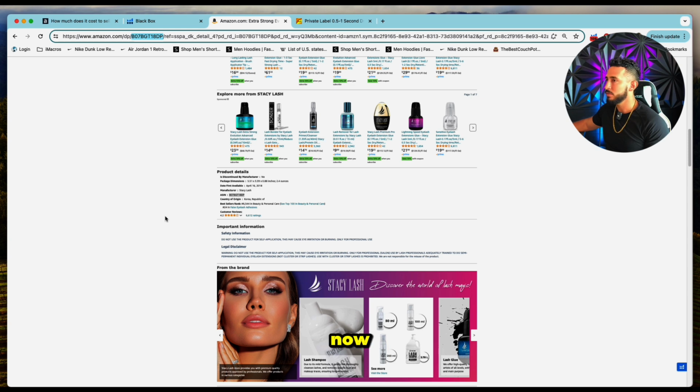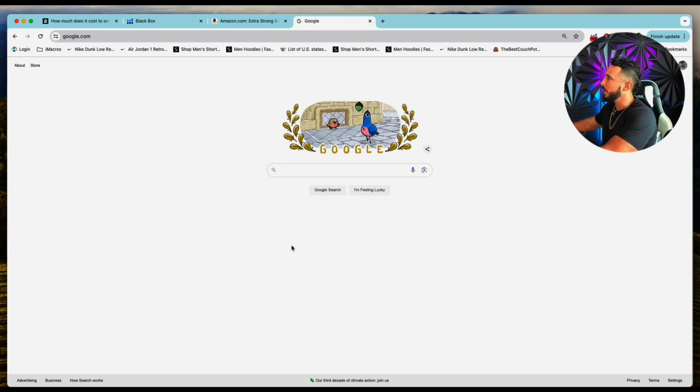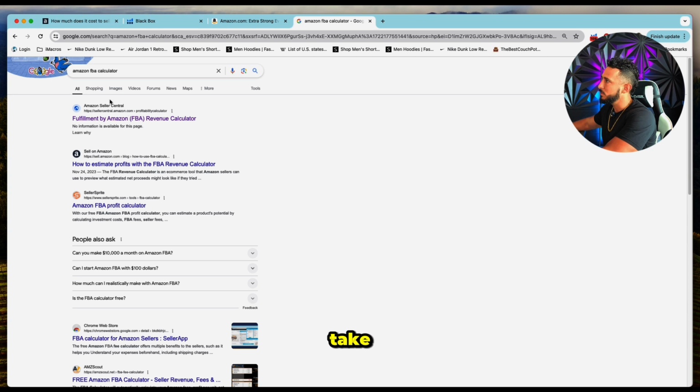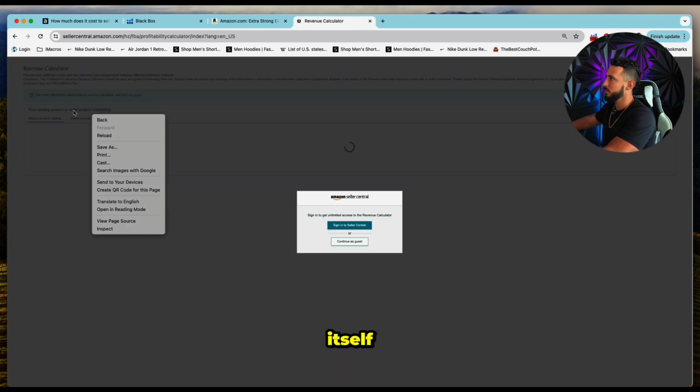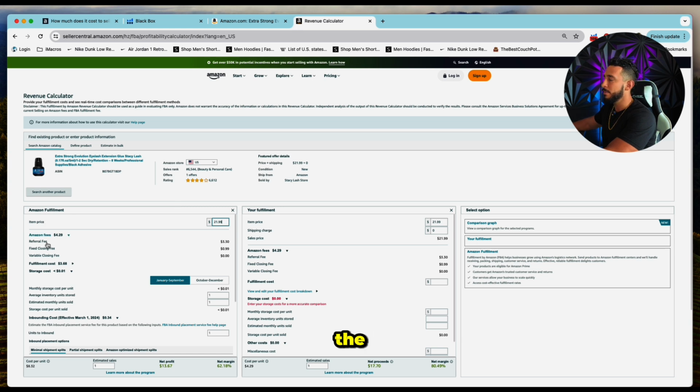So what you're going to do now to find out how much Amazon FBA fees you're going to be paying, you're just going to go to google.com and type in Amazon FBA calculator, and that's going to take you straight to the source of Amazon's Seller Central. This is really from Amazon itself, so it's always accurate. You're going to continue as a guest here, paste that ASIN that you just copied, and click search. This is how you're going to find the Amazon FBA fees for the product that you're trying to sell.